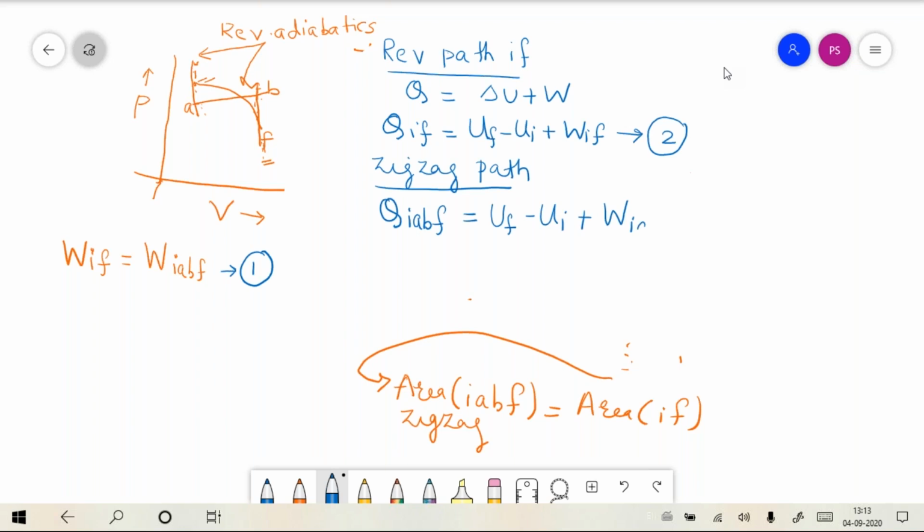Let us call this process 3. Now what does it mean? Look at equations 1, 2 and 3. What do you get from these equations? It is simple logic now.